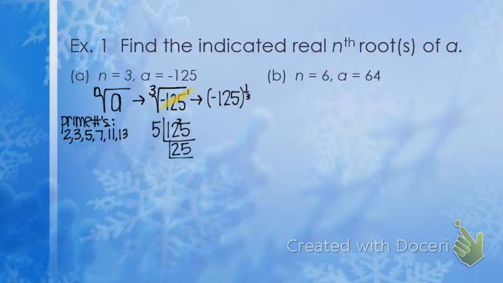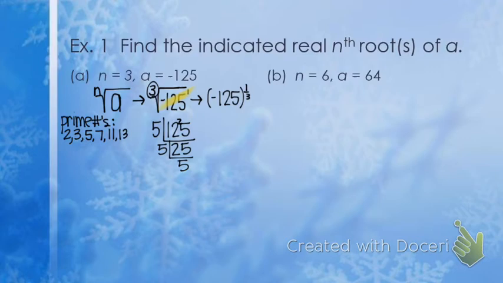What prime number goes into 25? How many times? 5. Okay? Once I hit a prime number, I'm done dividing. And this is where I have to be careful. Typically, we're looking for pairs, right? But that's because the root has been squared all this time. What is the root of our problem? 3. So we have to find sets of 3.